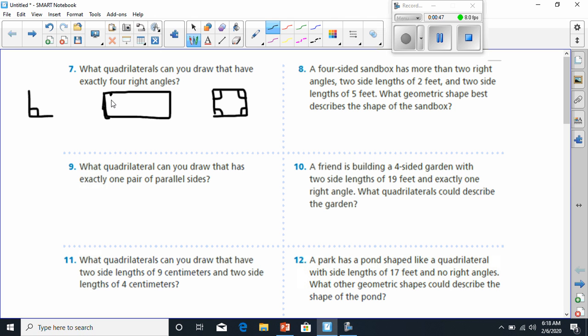And we all know a rectangle also has 4 right angles to it. All right, let's go to number 9.